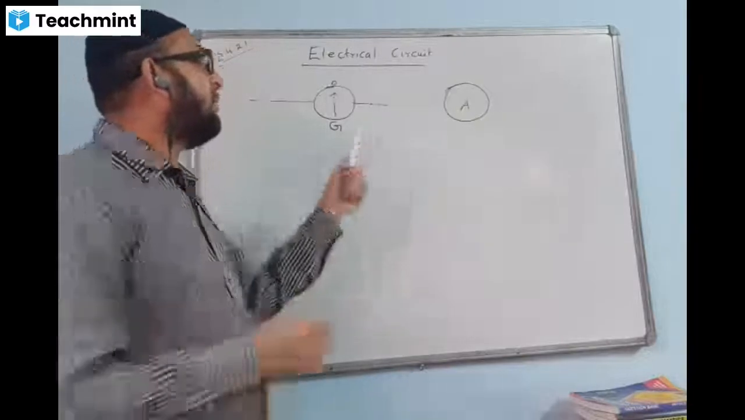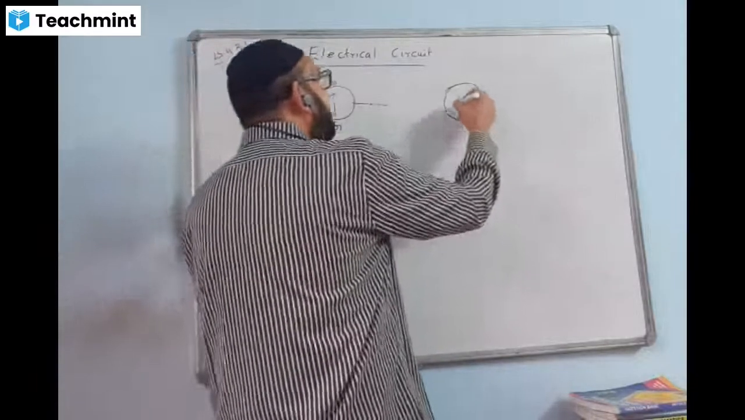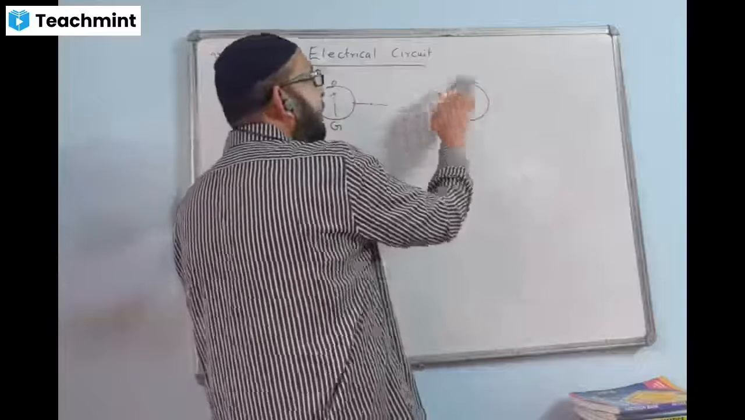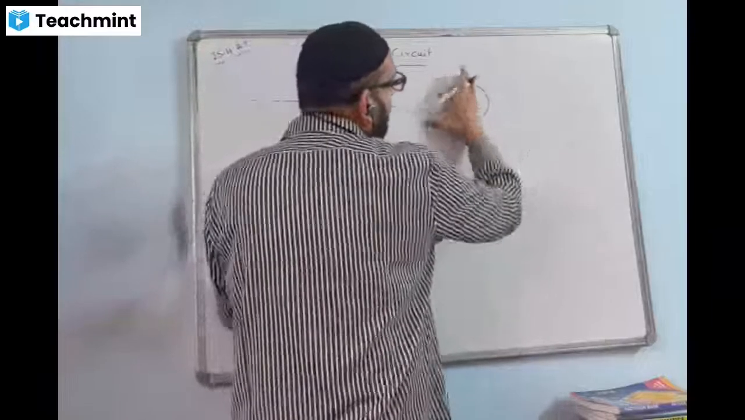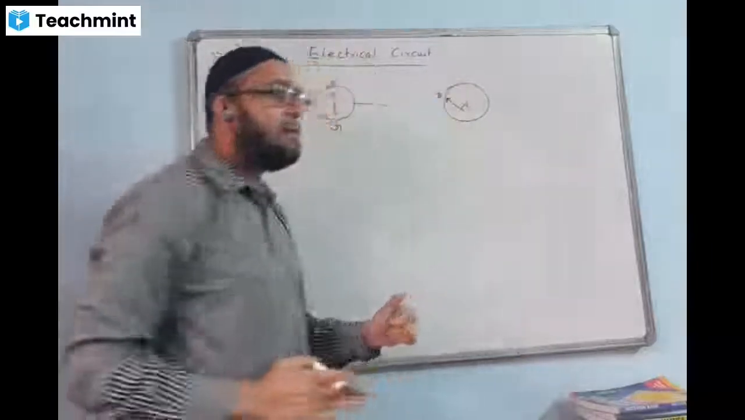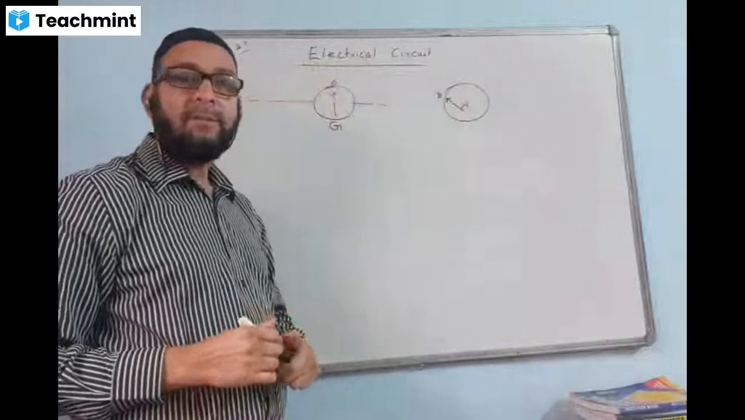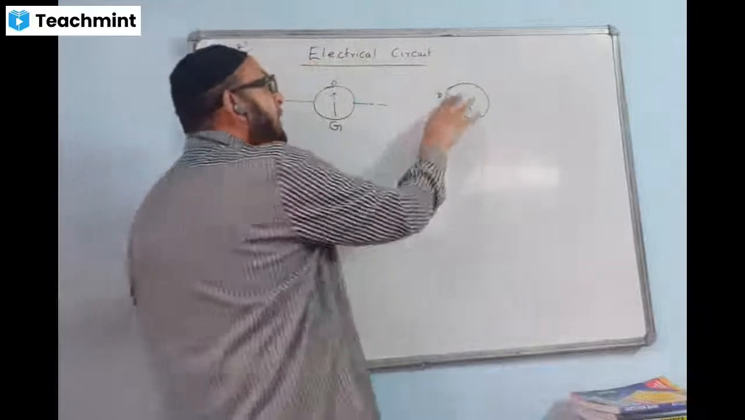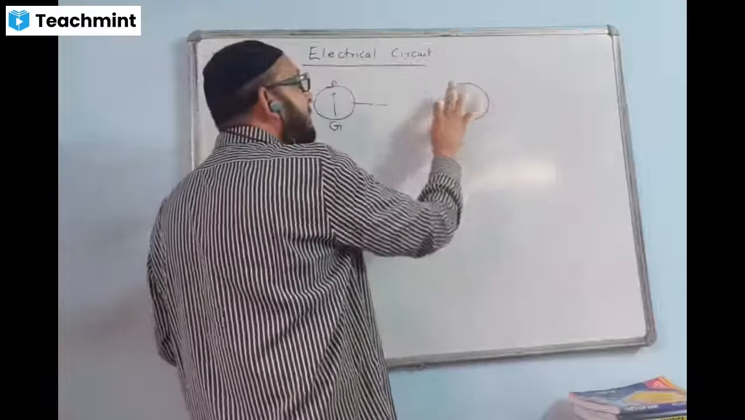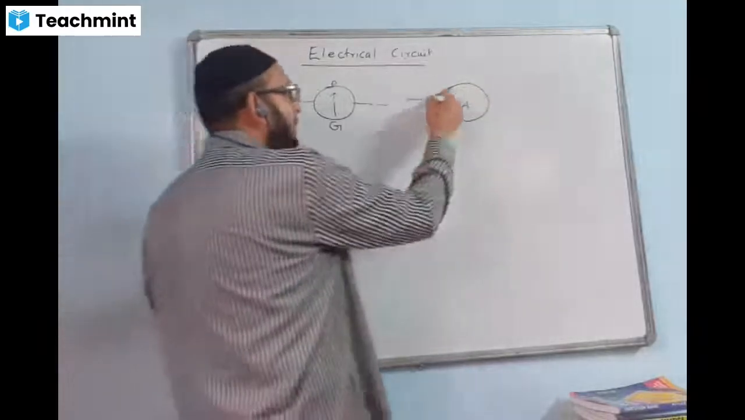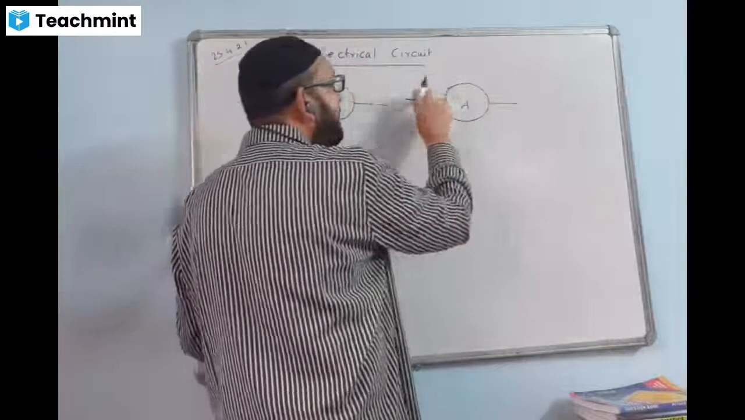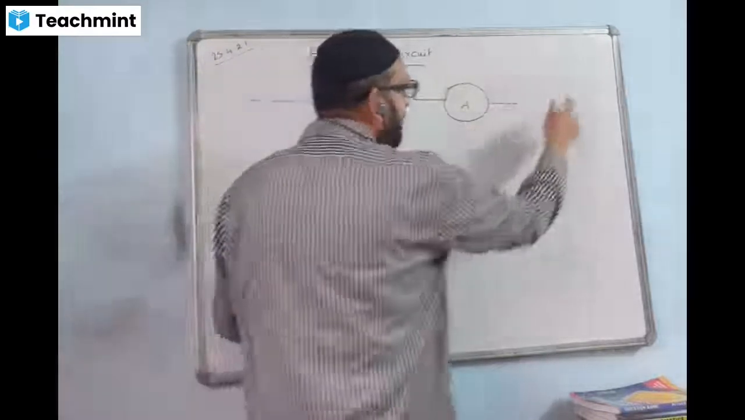It will have two terminals here. The pointer will be at the 0 mark, not at the center. When current flows, it will show the deflection and will give the value of current directly. The pointer we will not show here, it doesn't matter in this case. That is called ammeter. Here also it will have two terminals, one side positive, one side negative, we join.